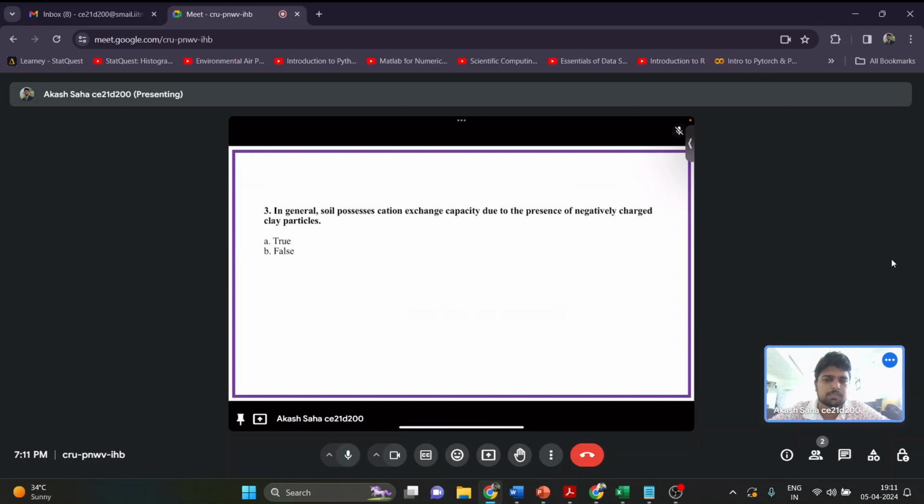If we discuss this, then definitely option A is correct because it's true. Soil contains many clay particles which are mostly negatively charged. Whenever a negatively charged particle is present, it will possess some cation exchange capacity. So option A, true, is correct. For the third question, it is true. Let's move to the next problem.